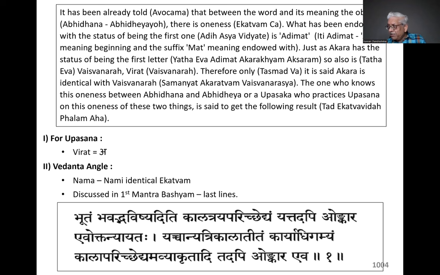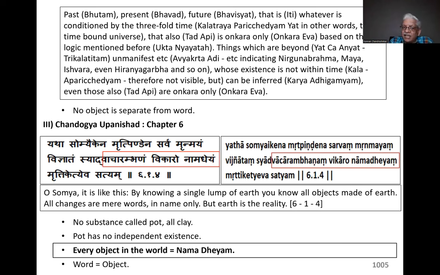Similarly, in our meditation, the Virat Devata is the first Devata which we meditate on. There is oneness between the Virat Devata and the letter A. That is what we should understand as the significance in this ninth verse. So what does the ninth verse say? The ninth verse says that Akara and the waking state Virat Devata have to be equated for meditation.